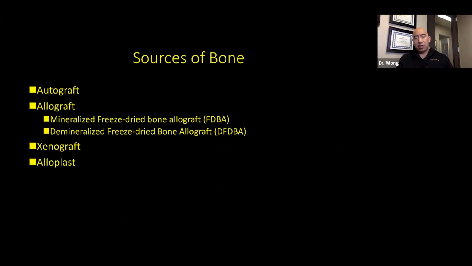Lastly, some patients don't want anything that used to be alive at all, animal or human. They'll want something synthetic. And that's where your alloplasts come in. Those are going to be like your ceramics and your glasses, your calcium sulfates, which is plaster of Paris, just medical grade. So sometimes there's an indication for some synthetics as well.